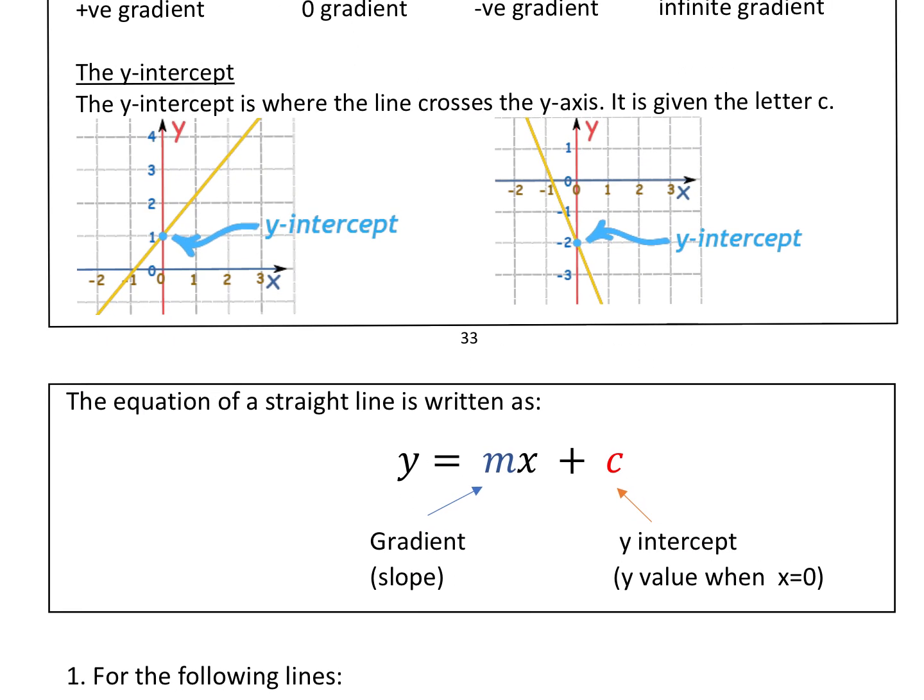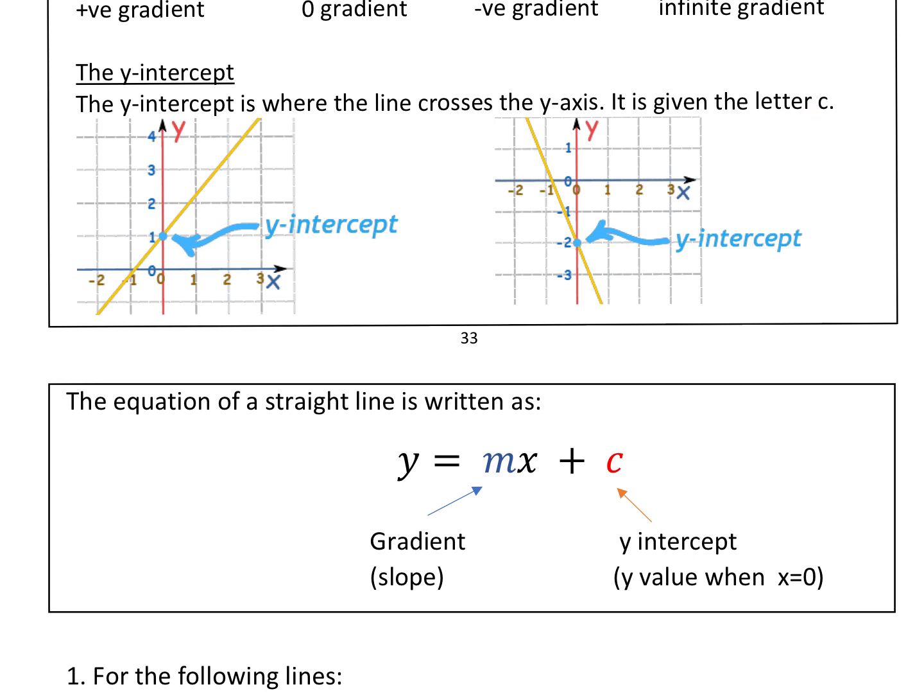Y-intercept then. The y-intercept is where the line crosses the y-axis. It is given the letter c. So this yellow line crosses the y-axis at 1, so we call the y-intercept 1. On this one, the y-axis is here. The line crosses the y-axis at -2. So that's your y-intercept. We don't really care too much about where it crosses the x-axis, so at this level, just ignore that. So y-intercept is where it crosses the y-axis. We give that the letter c.